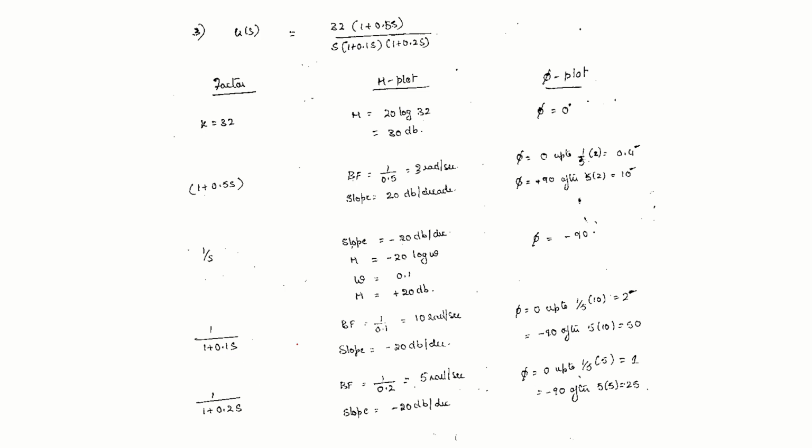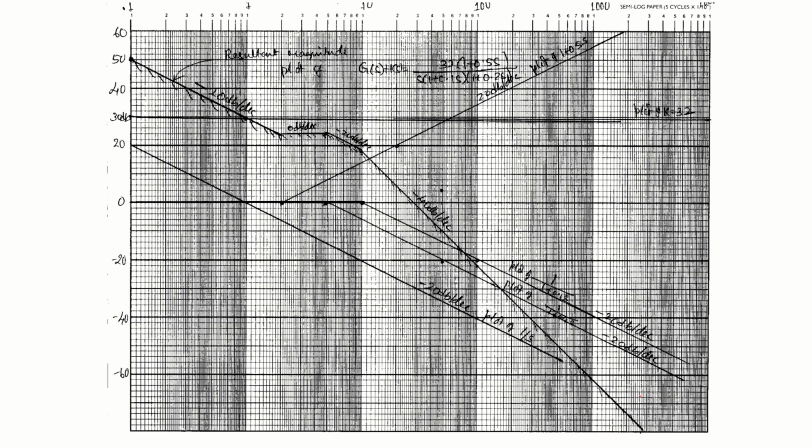1 by 1 plus 0.1 s. Break frequency is this, slope is this. Phase angle is 0 up to 1/5 of 10. Phase angle is minus 90 after 5 times 10. 1 by 1 plus 0.2 s. 1 by 0.2 is 5 radians per second. Slope is minus 20 dB per decade. Phase angle is 0 up to 1/5 of 5, that is 1. Phase angle is minus 90 after 5 times 5, that is 25. Now we can draw this.